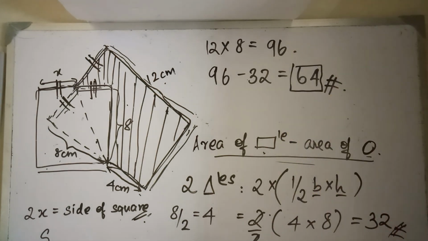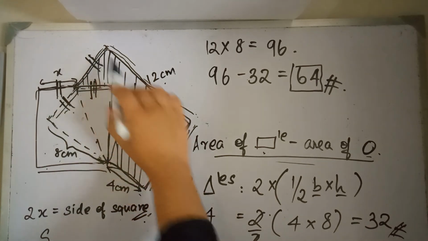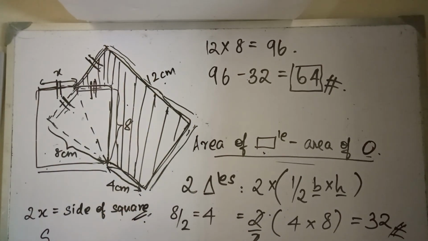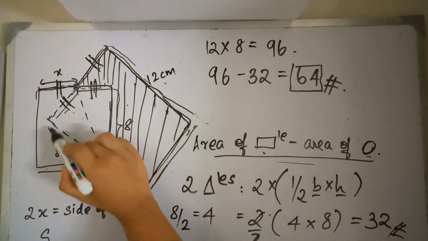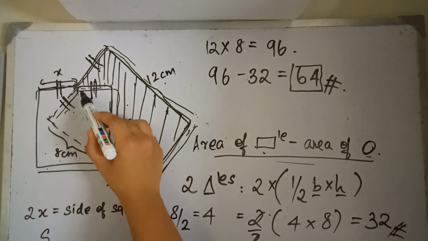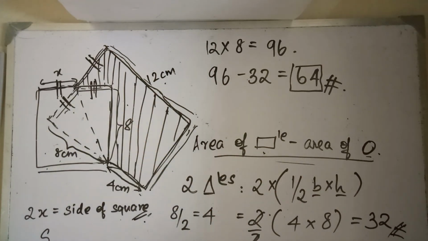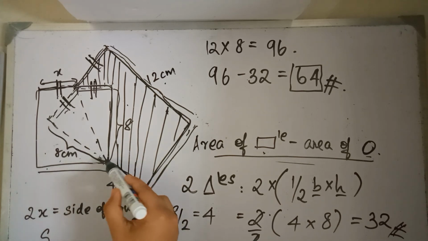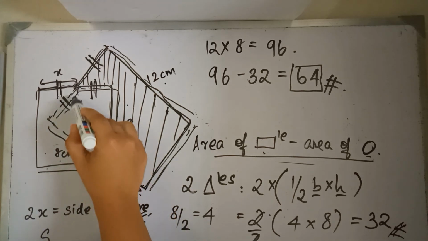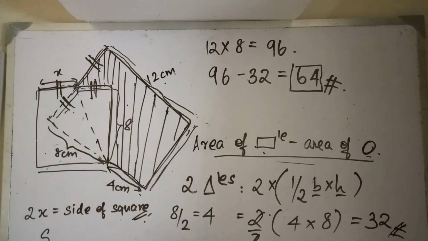So once again, how we have solved this problem is that the shaded portion is an irregular figure. There's no formula to find out the area. So what we have done is that we have taken this known figure, this rectangle, and we have eliminated the unshaded portion. And how did we do that? We have broken down the unshaded portion into two equal triangles. So that's how we have done this problem.